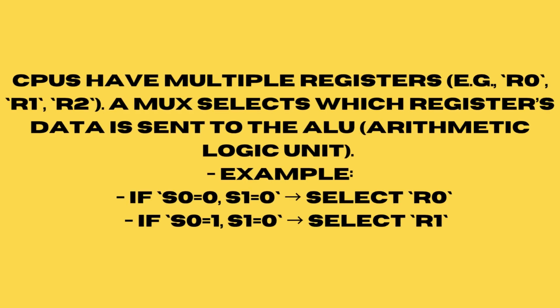CPUs have multiple registers, example, R0, R1, R2. A MUX selects which register's data is sent to the ALU, arithmetic logic unit. Example, if S0 equals 0, S1 equals 0 → select R0. If S0 equals 1, S1 equals 0 → select R1.